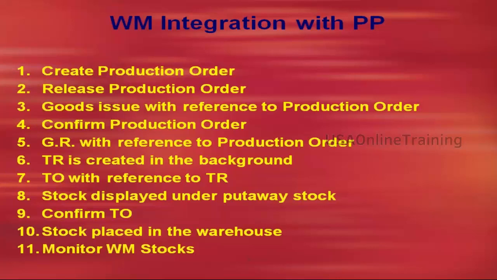Now WM integration with the PP, production planning. In the PP module, before going to start the PP cycle, we need to maintain the master data which are related to the PP. In the PP module, the different types of master data we have is material master, bill of material, work center, and routing. So once we maintain all these master data in PP, then we can create a production order for the finished material.